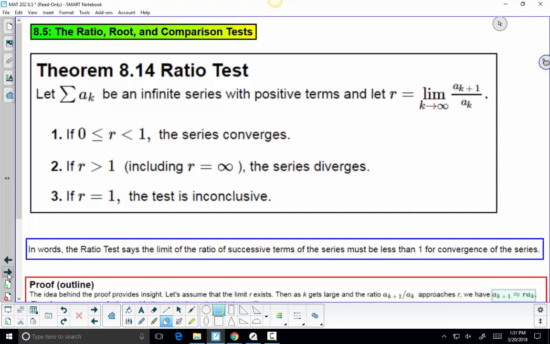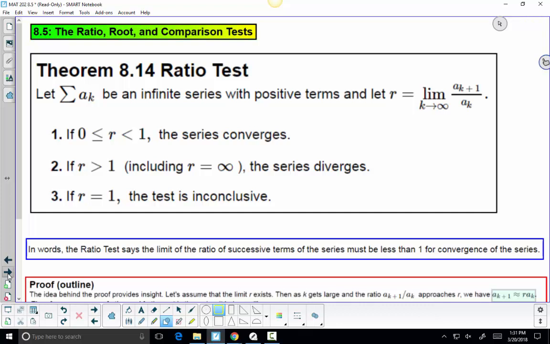Okay, so for the ratio test, what we are going to do is look at the limit of consecutive terms. So you have a sub k. The next term is a sub k plus 1. So you're looking at the ratio of consecutive terms and taking the limit. And then we have these results.